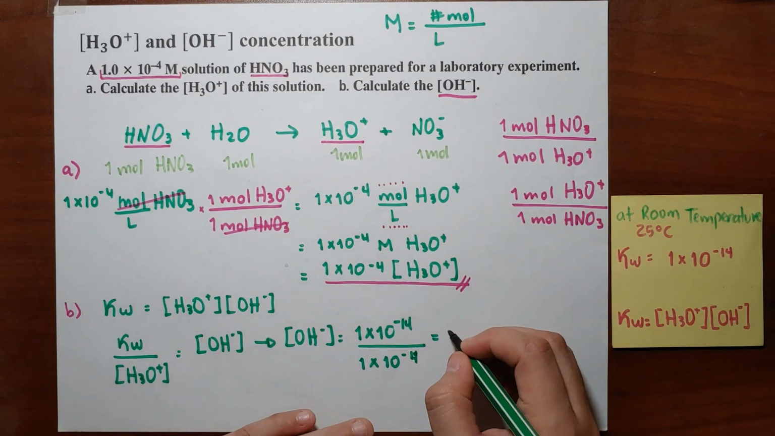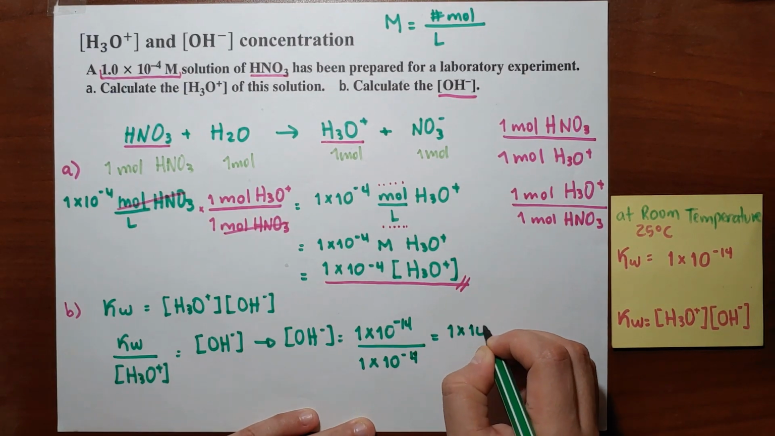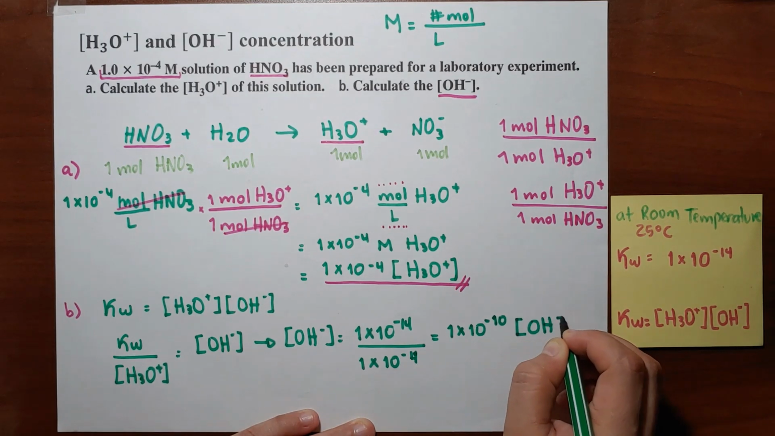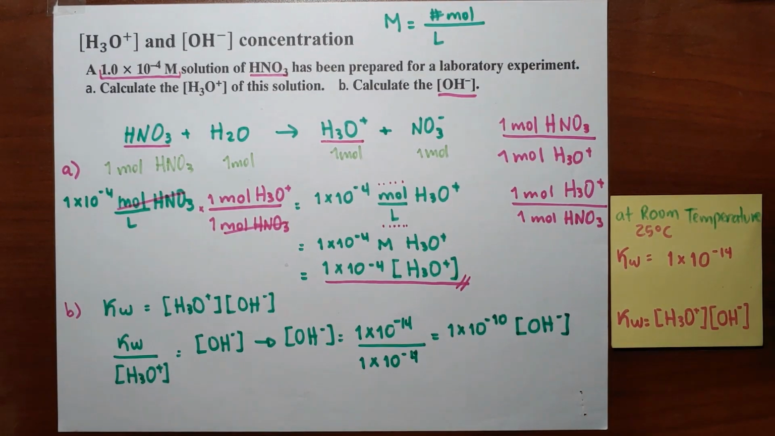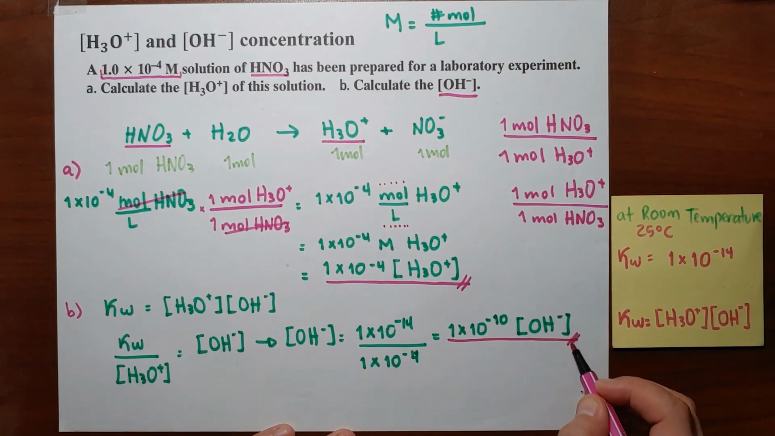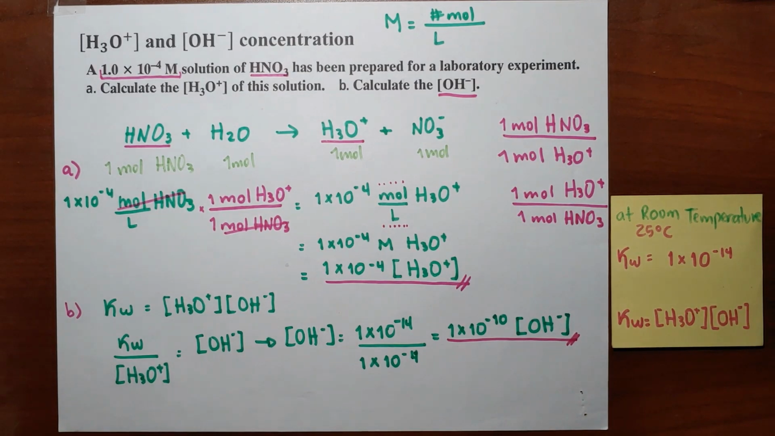So this will be my OH concentration. And voila, this is it. This is it about hydronium and hydroxide concentration. Now we're going to learn about how to calculate the pH and pOH.